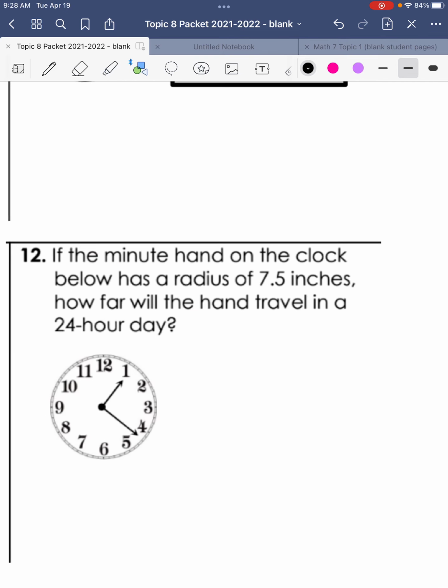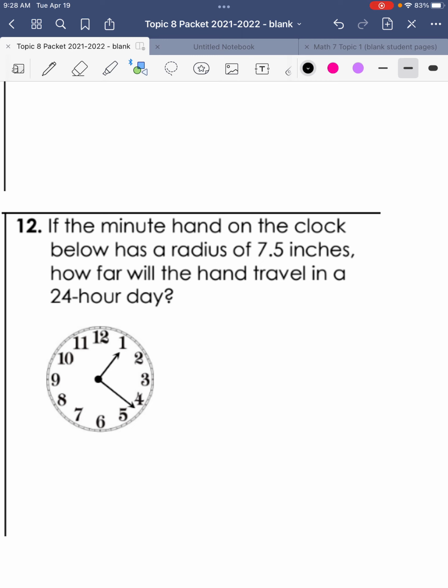Okay, moving on to number 12. If the minute hand on a clock below has a radius of 7.5 inches, how far will the hand travel in a 24-hour day? Okay, so what I know about the minute hand on a clock, it's this longer one right here, and it rotates 1 time every hour. So it goes all the way around 1 time every hour. So it's going to go around, it's going to make 24 revolutions, right? It's going to go around 24 times in one 24-hour day.